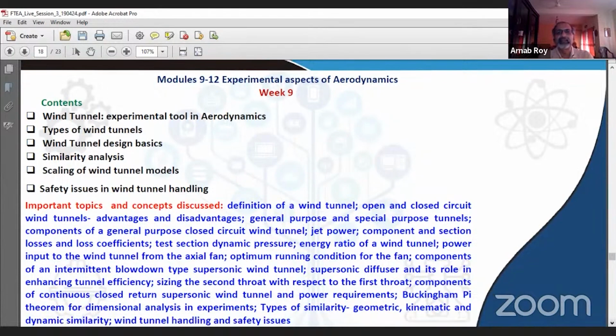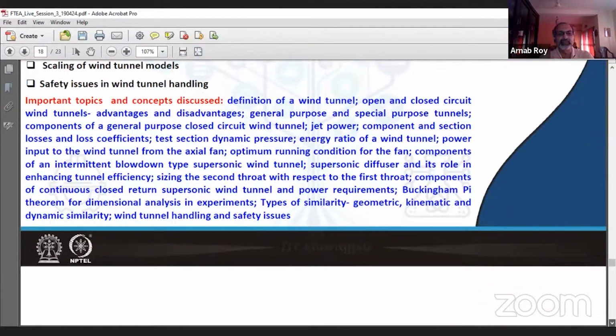And in the final lap of the journey, we started looking at experimental aspects of aerodynamics. We learned about wind tunnels, which happen to be the workhorse in the experimental aerodynamics discipline, in week 9. Different aspects related to their design, their functioning, how they are applied for conducting different kinds of experiments in different flow regimes. These are the things we discussed and understood in week 9.